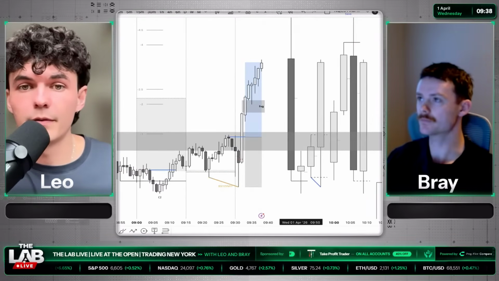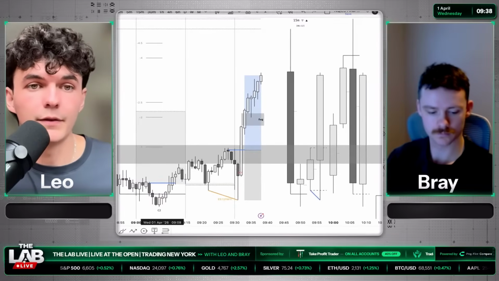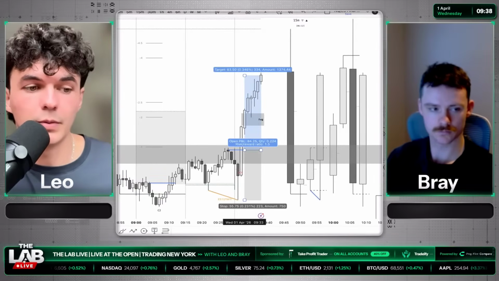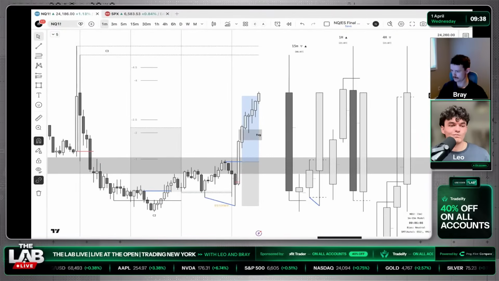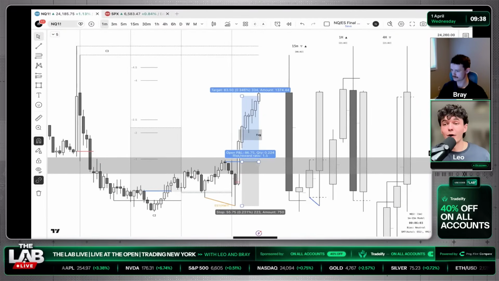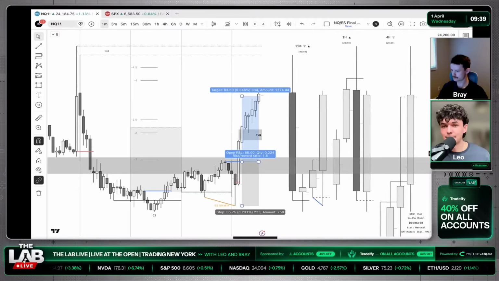I think we'll see a bit of a retrace to 945 as we get close to this -4 standard deviation. We'll probably see a little bit of a retrace. Trailed aggressively. Nice, Alex. Yeah, these are going to run, by the way.